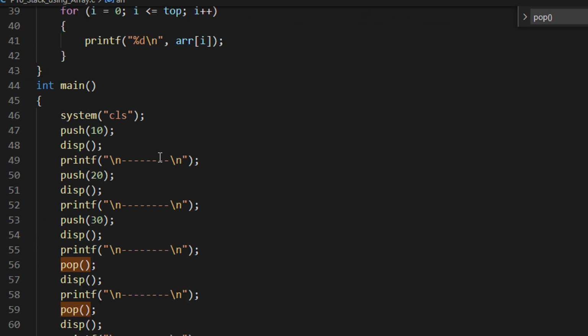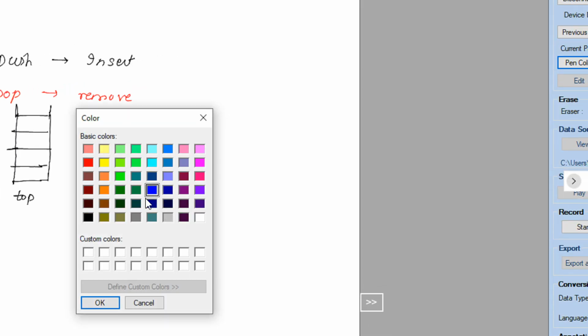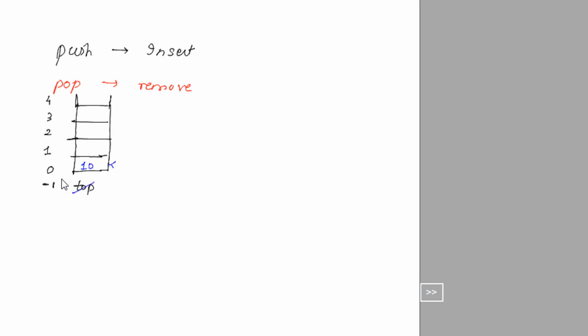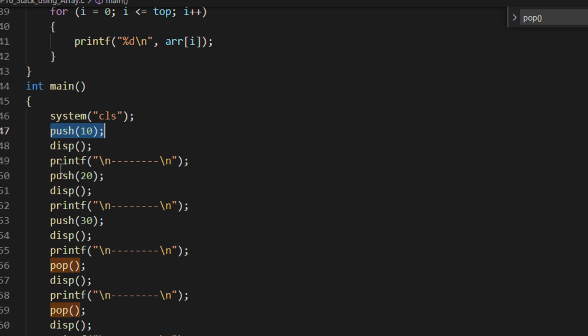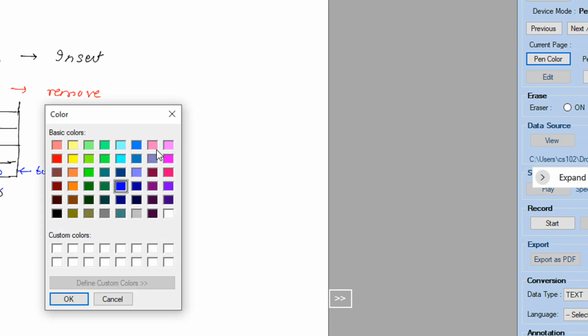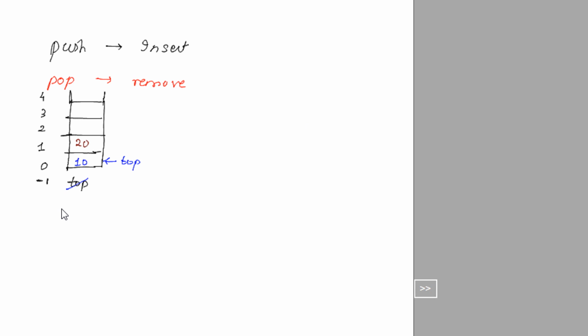Now I am doing push here. When I do push 10, my first element becomes 10 and my top will be pointing to the element which is on the top, right? So my array has only one element, which is 10. Then you do a push of 20. You keep 20 above 10 and move the top to point to the top element, right? So the position of top is always changing.